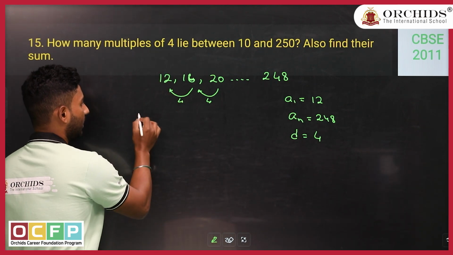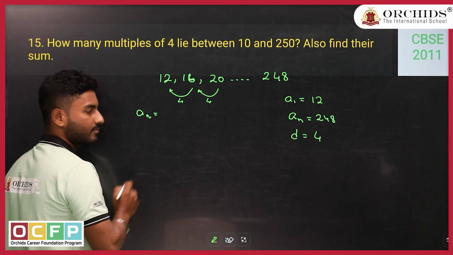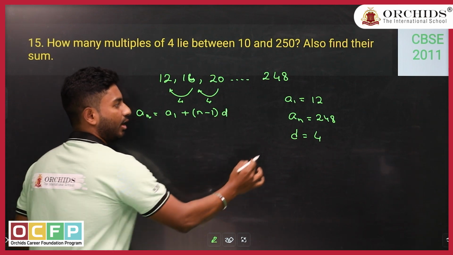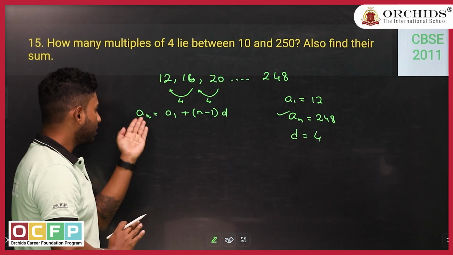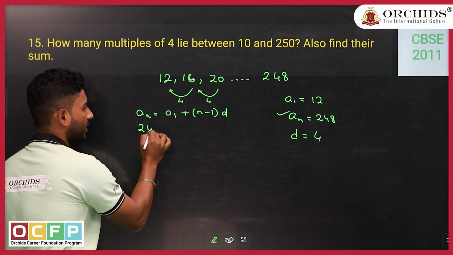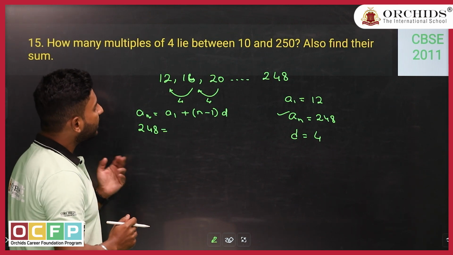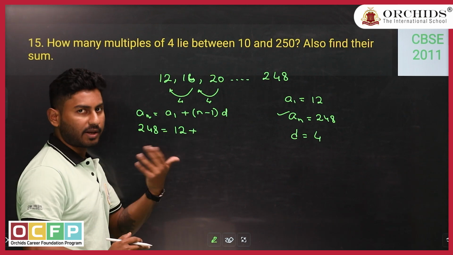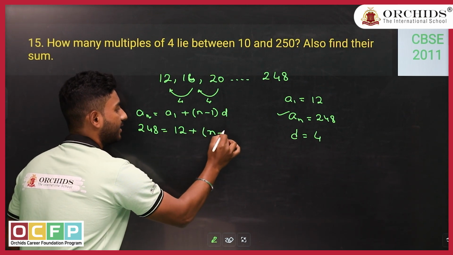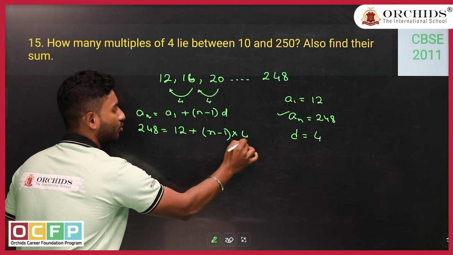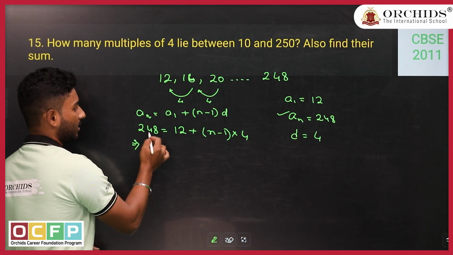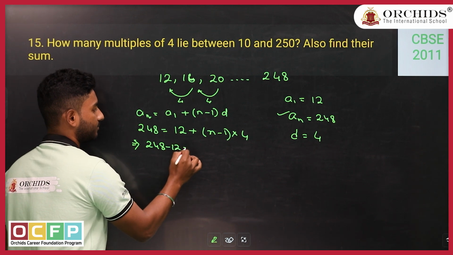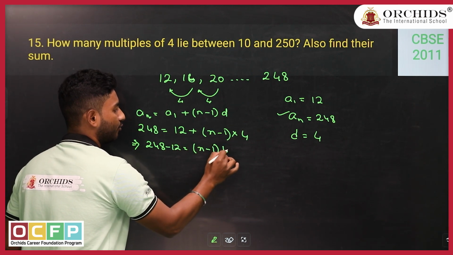Now tell me one thing. What is An? A1 plus n minus 1 d. Now I have An with me. Just put the values. An is 248. A1 is 12 plus n minus 1, n I have to find out. What is d? d is 4. Solve this equation. 12 on the other side, 248 minus 12 will be equal to n minus 1 into 4.